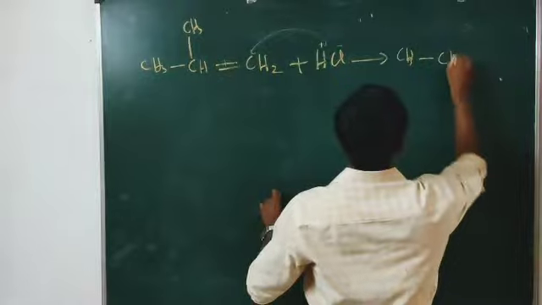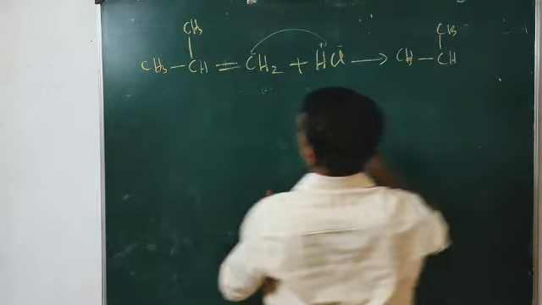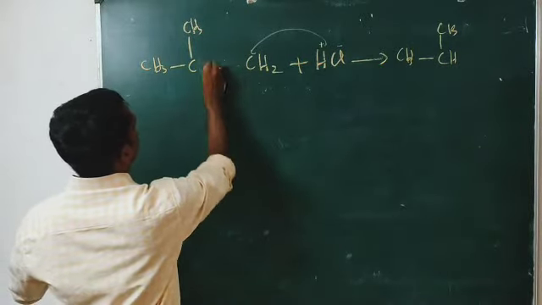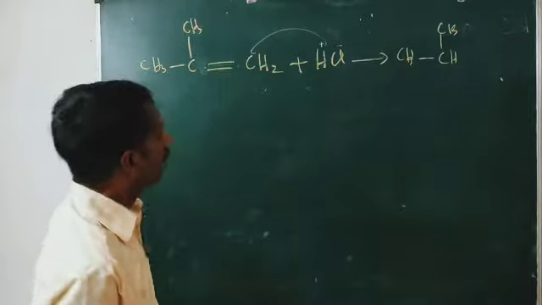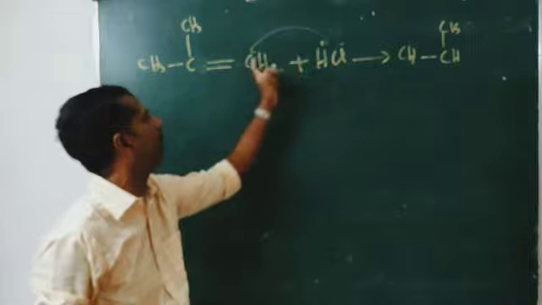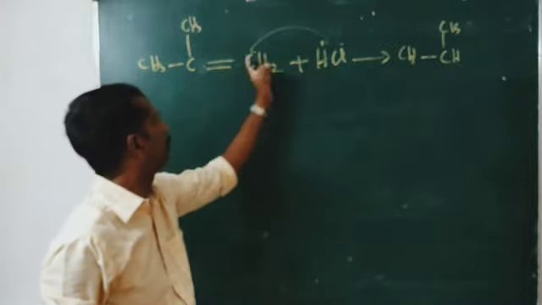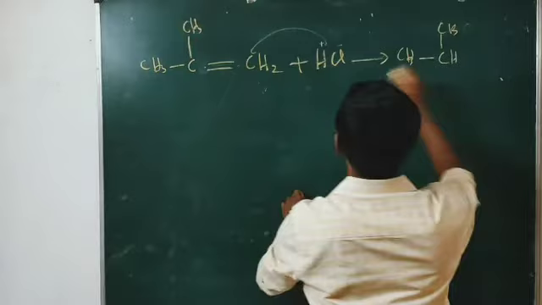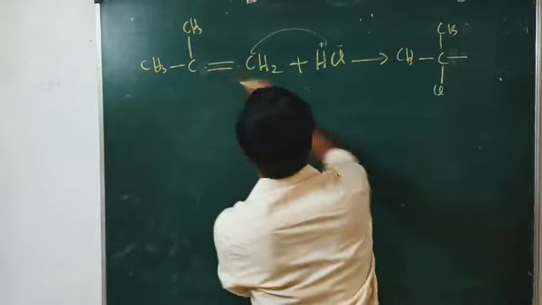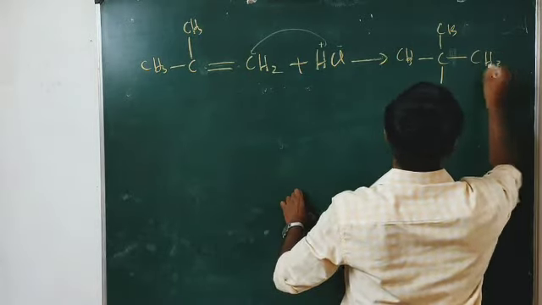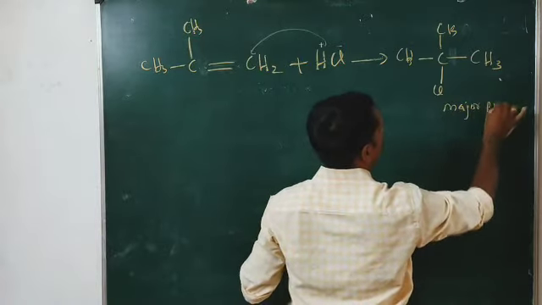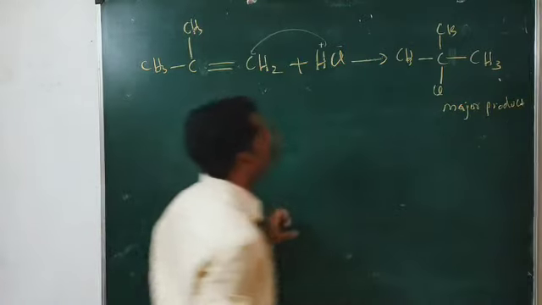So what we get? CH3 CH. Sorry, we need only C. Here it is C. That means this carbon is having the highest number of hydrogen, therefore the positive part will come to this carbon. You can see that the Cl will go to this carbon, and here it is CH3. This is the major product.